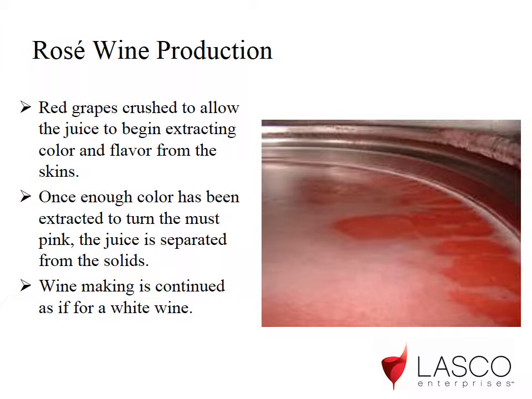The making of rosé wines is a hybrid of red and white wine production. It begins as a red wine. Red grapes are crushed to allow the juice to begin extracting color and flavor from the skins. Once enough color has been extracted to turn the must a pretty pink, the juice is separated from the solids, and winemaking then continues as if for a white wine.